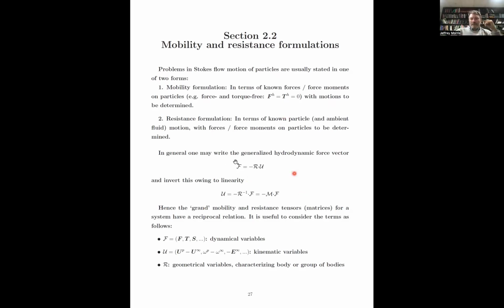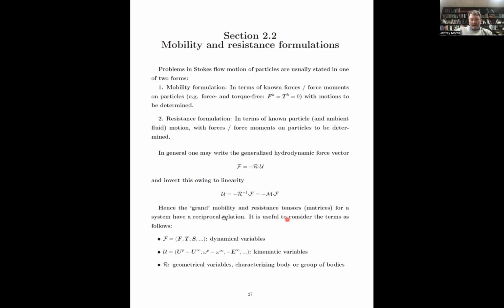All right, so in general, you can write the problem in a linear form where the force is the resistance, a generalized resistance, times a hydrodynamic velocity. And the inverse of the resistance is the mobility, okay? And these are what are known as the grand resistance and the grand mobility when we consider the problem a little bit in more detail. We'll see that in a moment.